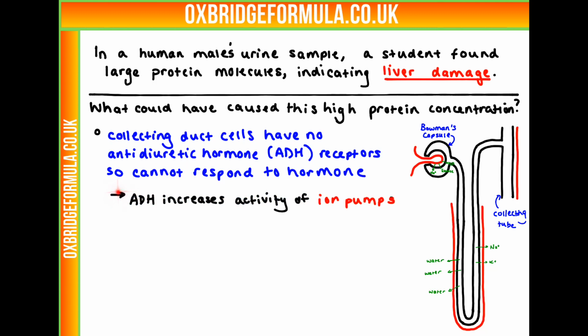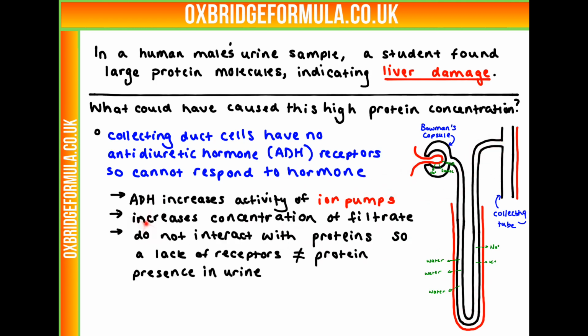Well, ADH increases the activity of ion pumps. We're going to be pumping more ions out from this collecting tube back into the blood. That's also going to allow the movement of water. So this increases the concentration of our filtrate going through our nephron. And this doesn't interact with proteins, so a lack of receptors would not equal a protein presence in the urine. It never moves the proteins around. So again, we can say that this one is false. So because we know that only one is correct, our answer is B.